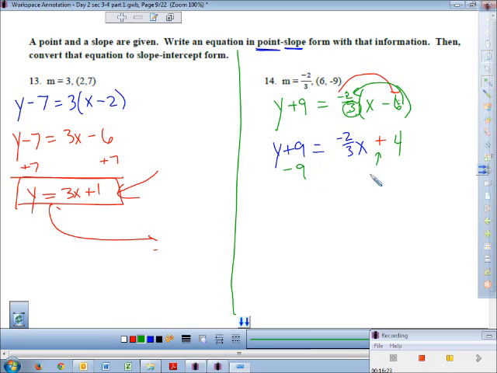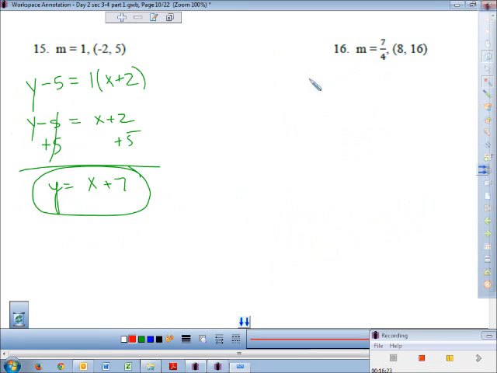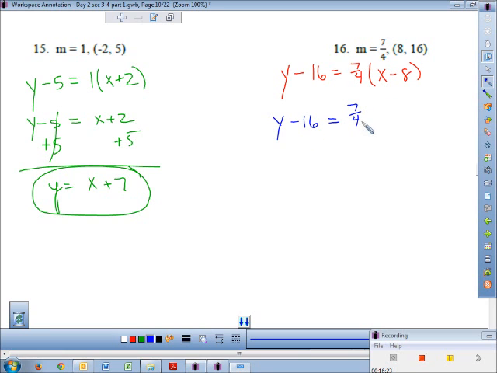Now we got to finish putting this in slope-intercept form. So y equals negative 2/3 x minus 5. This guy, y minus y1 equals slope times x minus x1. And again, note this guy and this guy are multiples. 8 is a multiple of 4, so that's going to turn out nice. y minus 16 will come down. 7/4 times x is 7/4 x.